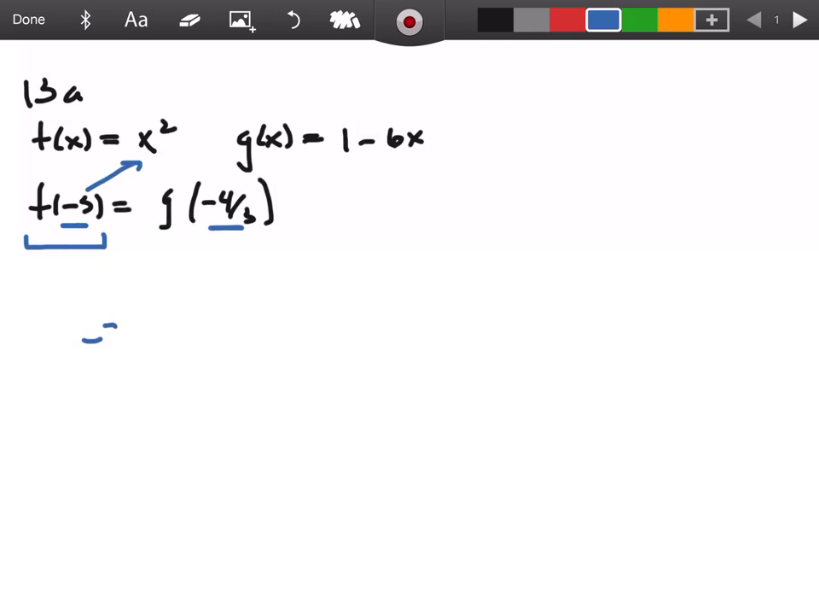So it's going to be negative 3, I'll put that in parentheses, and then it should be x squared. So of course that's 9. So that one's 9. Now let's put in on the g of x, let's put in negative 4/3.